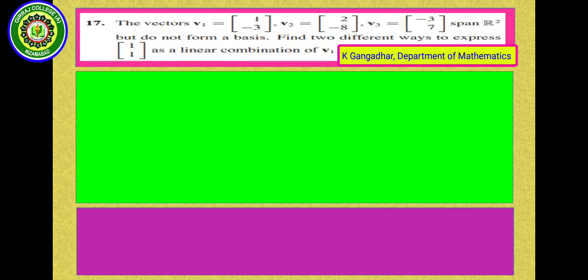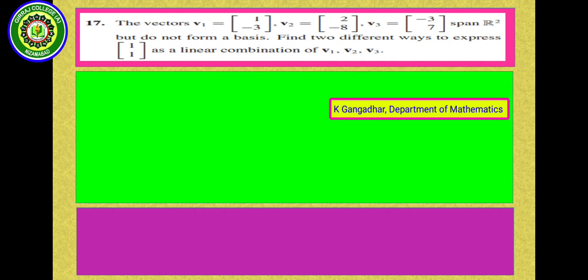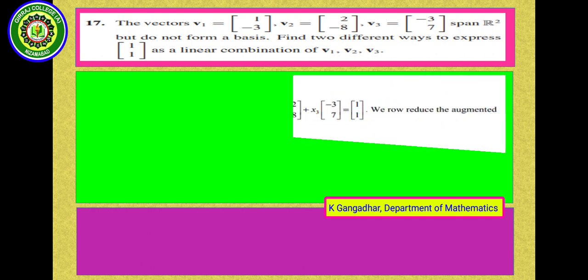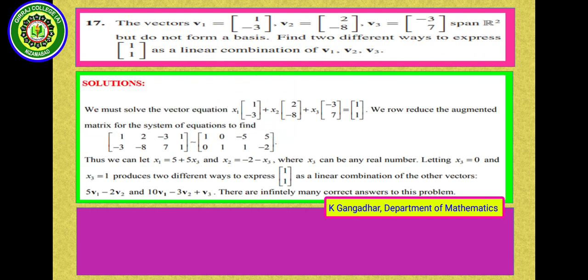So the next problem. Let vector v1 equal to (1, -3), v2 equal to (2, -8), v3 equal to (-3, 7). They span R2, but do not form a basis. Find two different ways to express (1, 1) as a linear combination of v1, v2, v3. So first, do not form a basis.